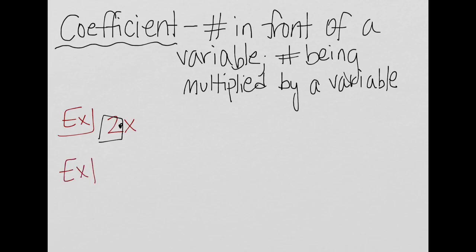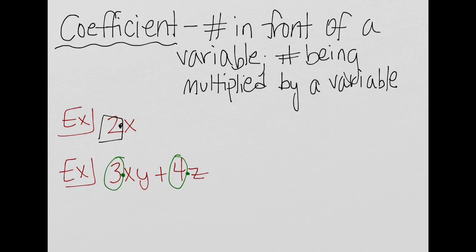If you had another example, maybe you had 3xy plus 4z. You've got 2 coefficients now because you have 2 numbers that appear before variables and that are being multiplied. So on this side, you have 3 times xy. Over here, you have 4 times z. So they're both in front of variables. They're both being multiplied by a variable. So in this case, you have 2 coefficients. It's 4 and 3.